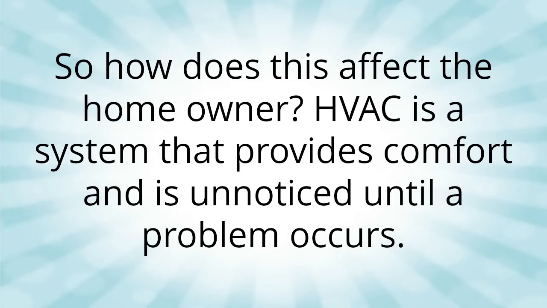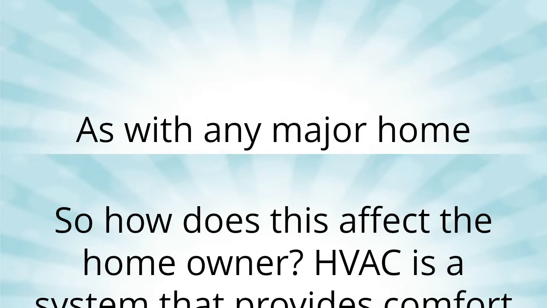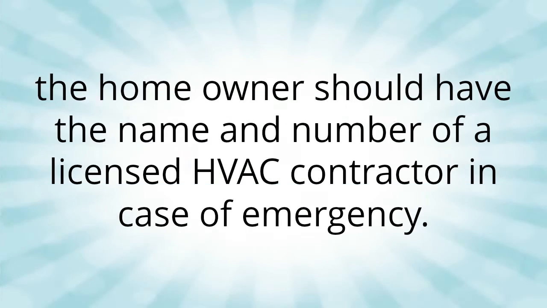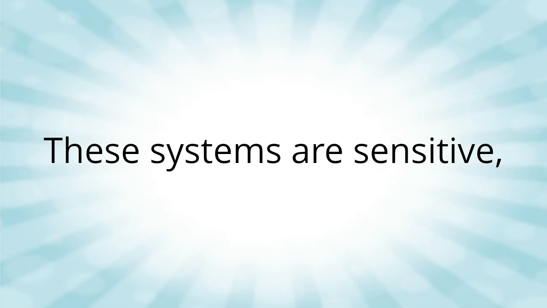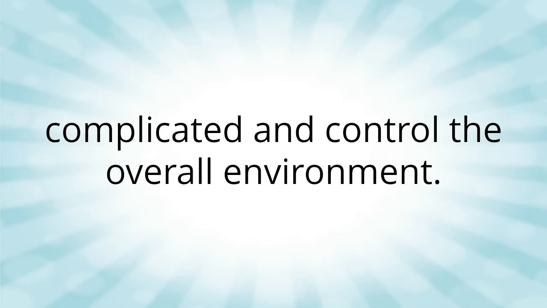So how does this affect the homeowner? HVAC is a system that provides comfort and is unnoticed until a problem occurs. As with any major home system, the homeowner should have the name and number of a licensed HVAC contractor in case of emergency. These systems are sensitive, complicated and control the overall environment.